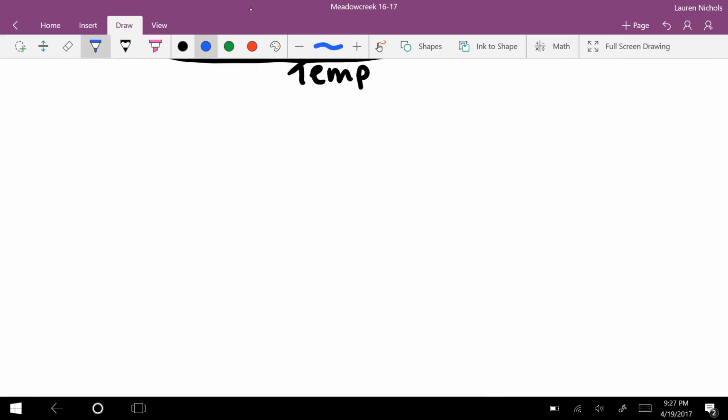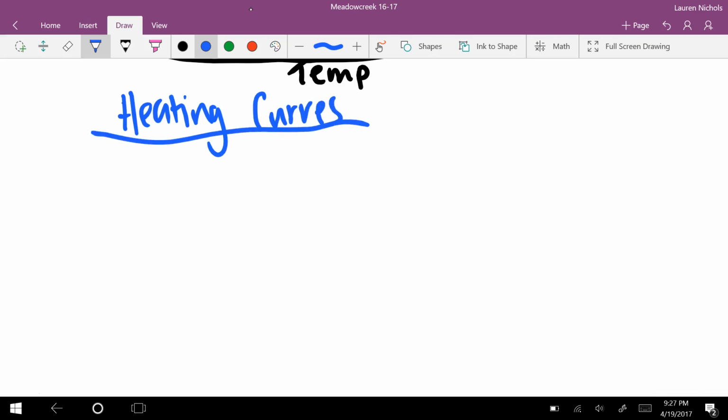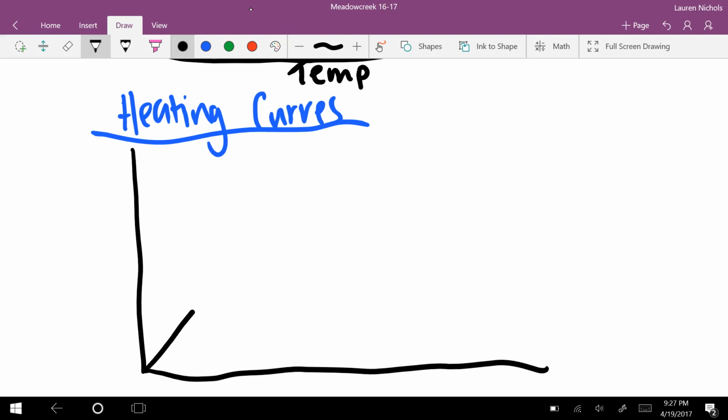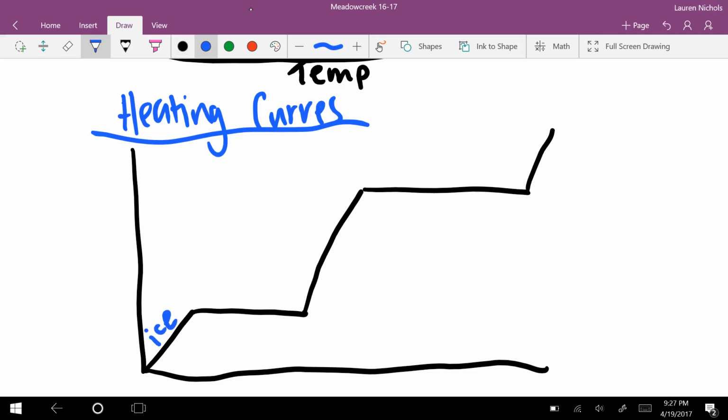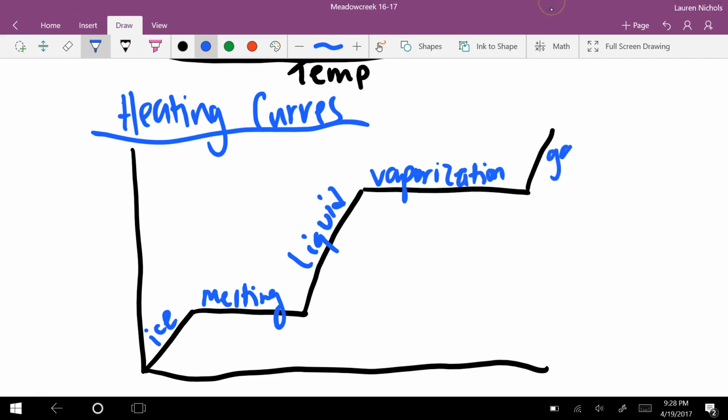Now we also talked about a few other types of graphs. We talked about heating curves. With heating curves, it looks kind of like this. Where we have ice or solids melting, and then it becomes a liquid, and then it starts to vaporize or boil, and then it becomes a gas.